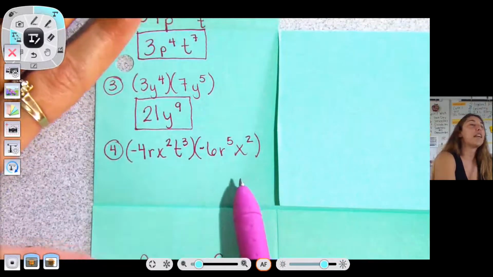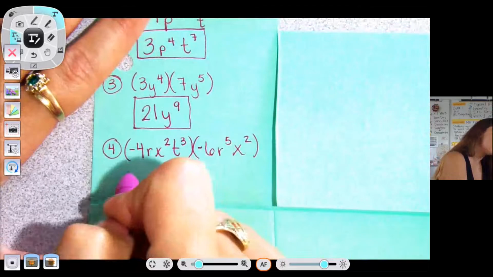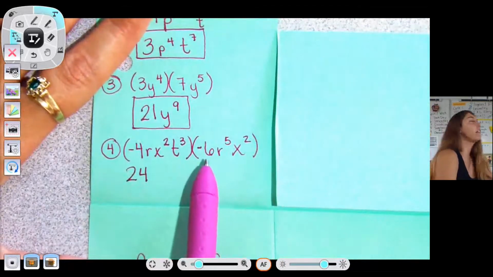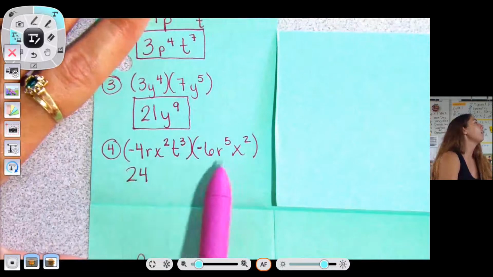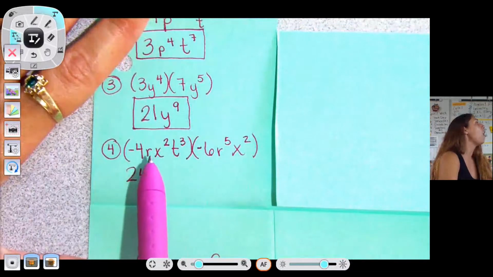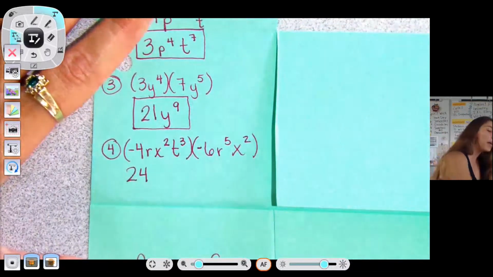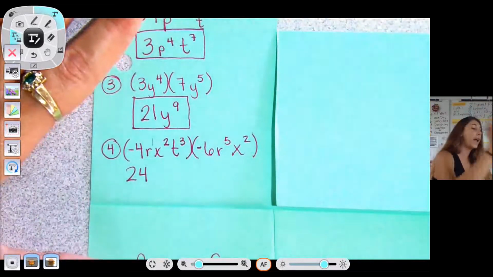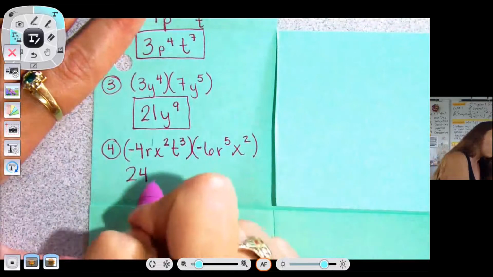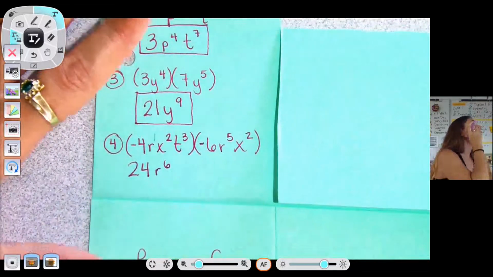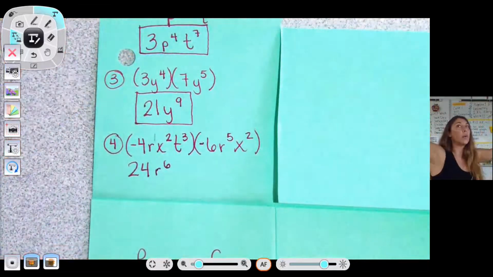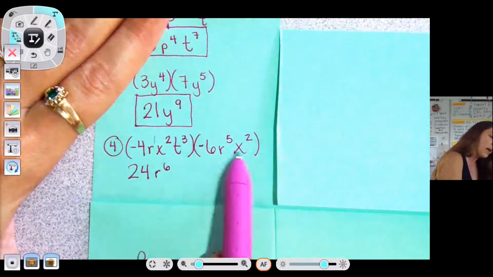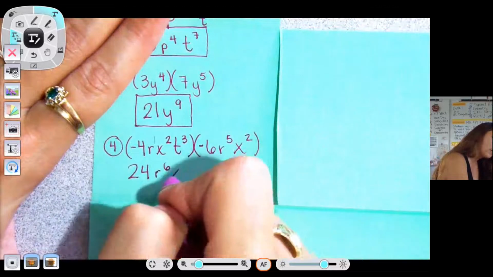Negative 4 times negative 6 gets positive 24. Okay. Brooklyn, you put 2 X's here. It's an R. The coefficients make positive 24. Then you have an R. It doesn't have an exponent. It's technically an exponent of 1. How many total R's do I have? 6. So it's R to the 6. I have X. How many total X's do I have? 5. No. I have 2 and I have 2. Oh, I wrote the problem wrong.